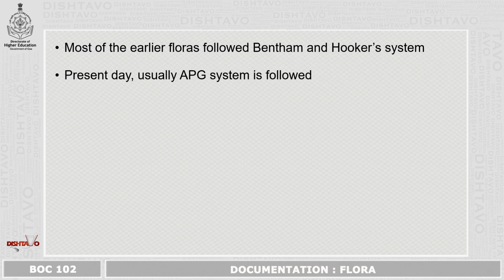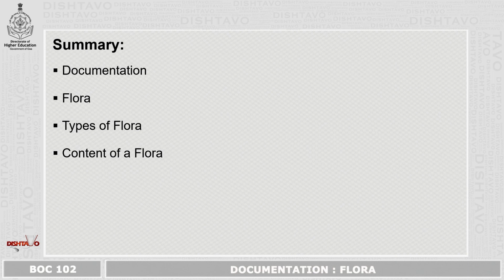Most of the earlier floras followed Bentham and Hooker system of classification. But nowadays, the floras are trying to follow APG system of classification, that is Angiosperm Phylogeny Group. So in this module, we have tried to learn about documentation of flora, what is flora, different types of flora, as well as we have tried to understand what is the usual content of these floras.